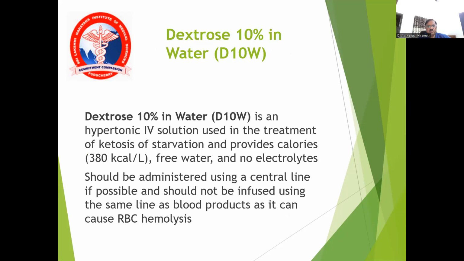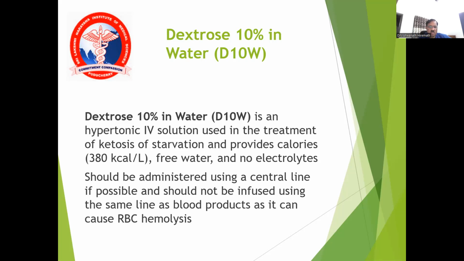Dextrose 10%, D10W. Dextrose in water is a hypertonic IV solution used in the treatment of ketosis of starvation and provides calories. Usually the fluid will provide 380 kilocalories per liter. Also free water and no electrolytes supplemented. Should be administered through the central line.